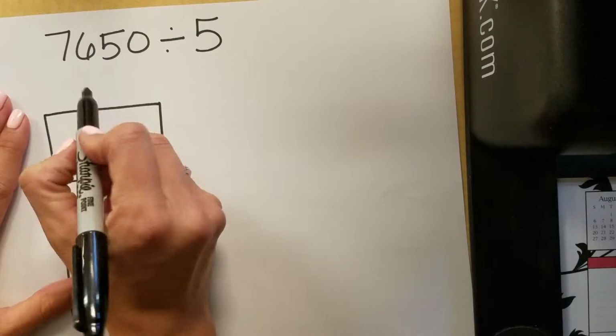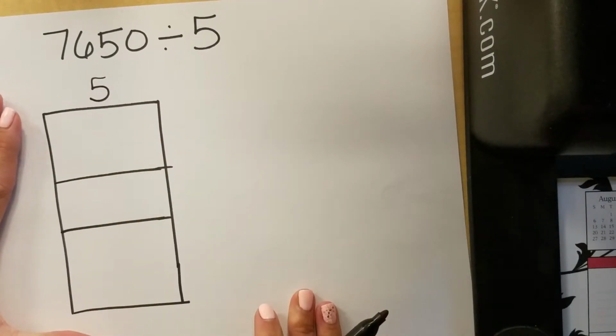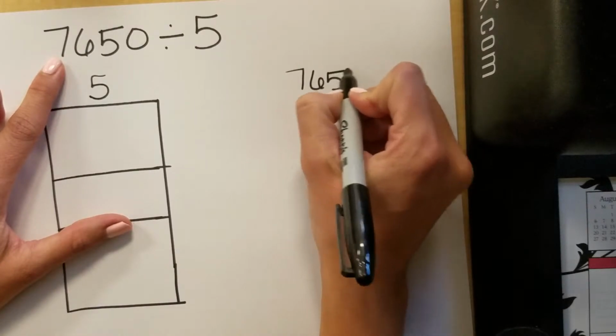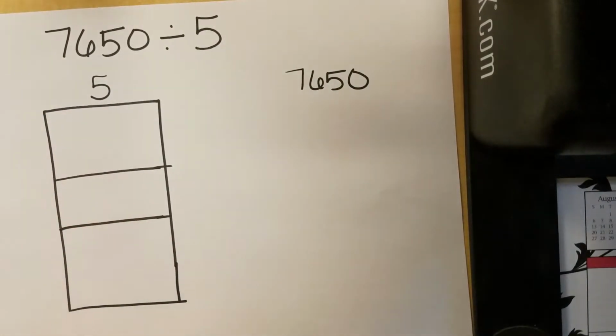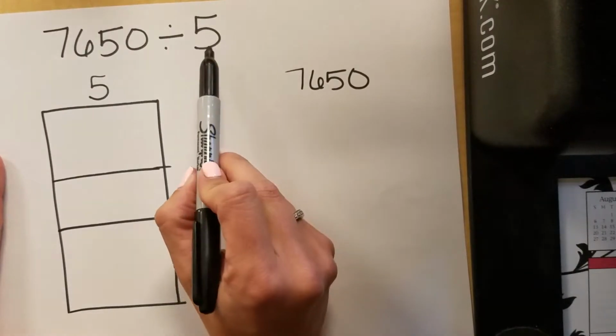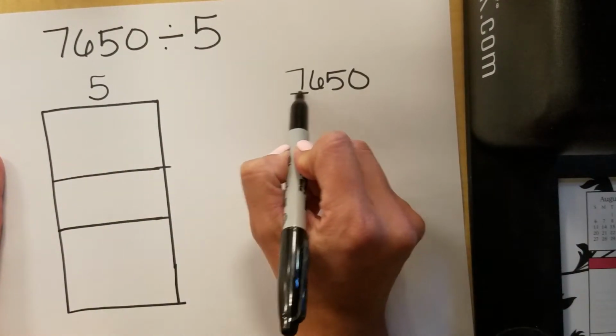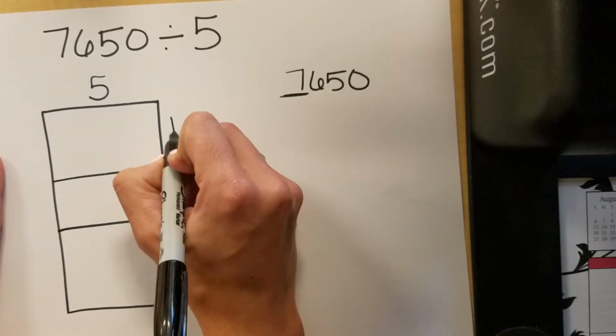You'll take your divisor of 5 and put it above your rectangular array. Your dividend of 7,650 is going to come over here to the right because we'll be subtracting that number and trying to get it to 0 so that we're done with our problem. So I teach the kids, how many times will 5 go into my 7 over here? It will go in 1 time.